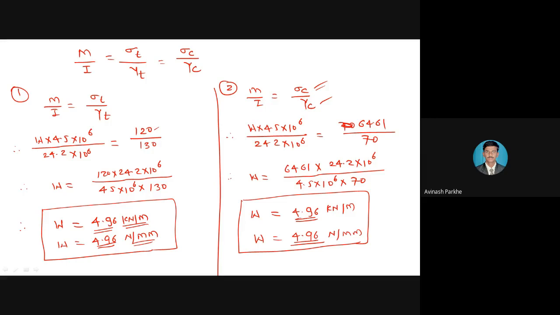Another problem we have solved just now where 2 stresses are given, but in that again 2 extra stresses we have calculated, and out of the 4 stresses, I took the minimum of the 2 sigma T and the minimum of the 2 sigma C. Then by using the combination M upon I is equal to sigma T upon YT, I have calculated W. M upon I is equal to sigma C upon YC, again I have calculated W. So these are the different varieties of problems based on the bending stress calculation.